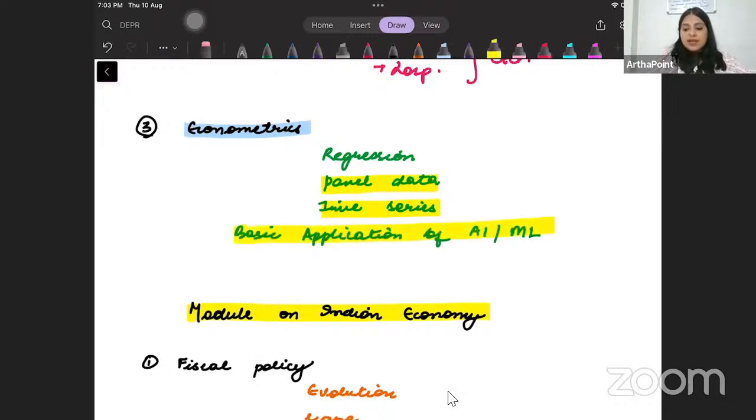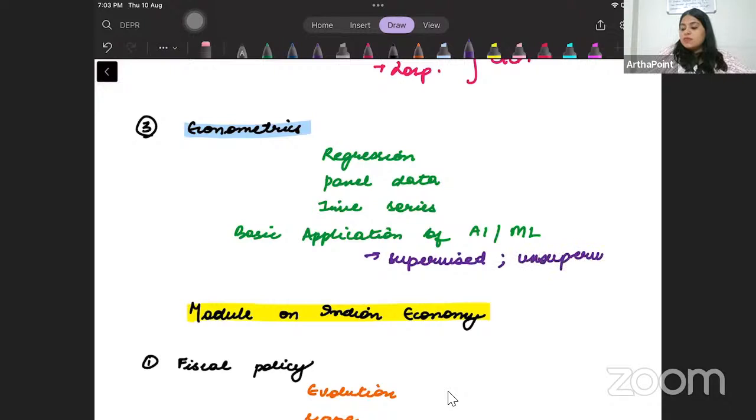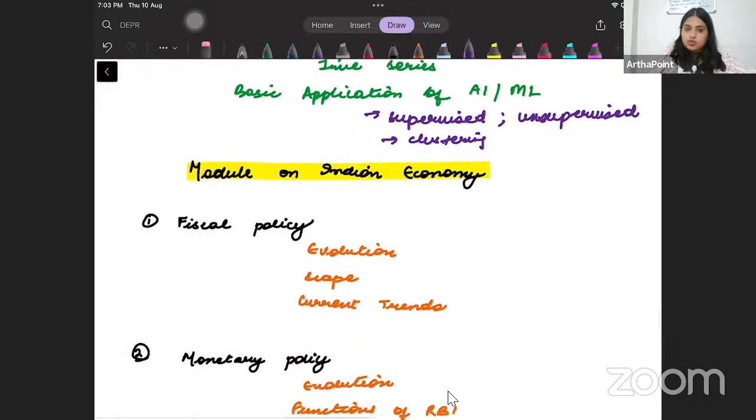What are the basic applications of AI and ML? And you should be aware about this also. What is artificial intelligence? What is machine learning? In machine learning, what is supervised machine learning? What is unsupervised machine learning? Okay? What are the different clustering techniques? Okay? So you should be aware about those also.